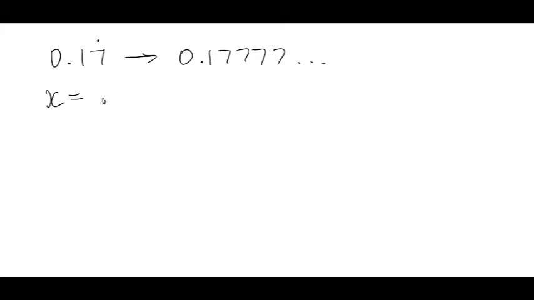Start again. Let x equal the first number. We need to think now, don't we? How are we going to do this? Well, look, here's a bit of a problem. If we just multiply by 10, we end up with 1.77, that is not the same as what we have here. Okay? If we multiply by 100, we get 17.77.